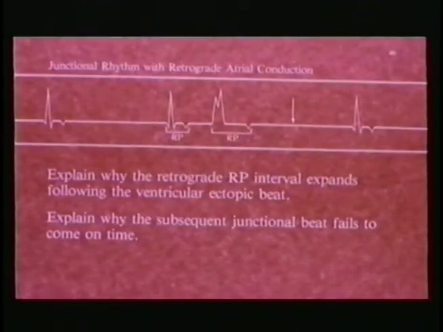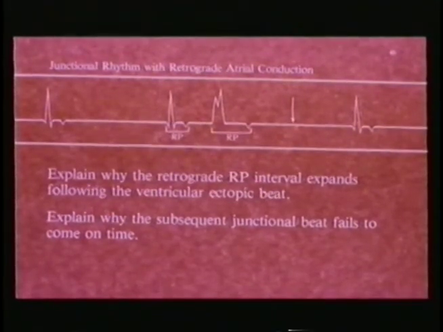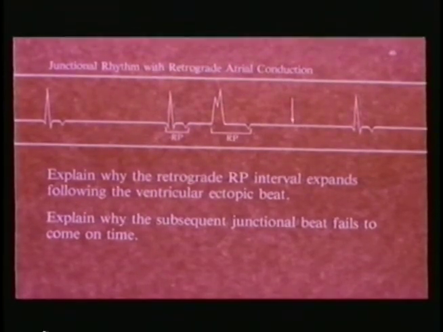46. In this tracing, the basic rhythm is junctional with retrograde conduction to the atrium. Explain why the retrograde RP interval expands following the ventricular ectopic beat. Explain why the subsequent junctional beat fails to come on time, indicated by the arrow.